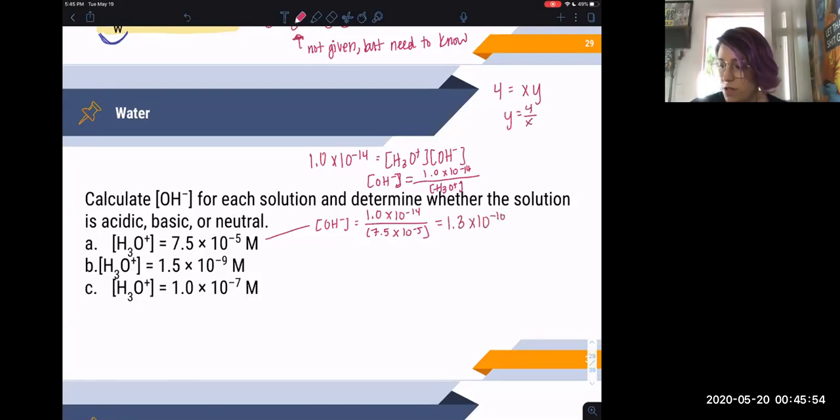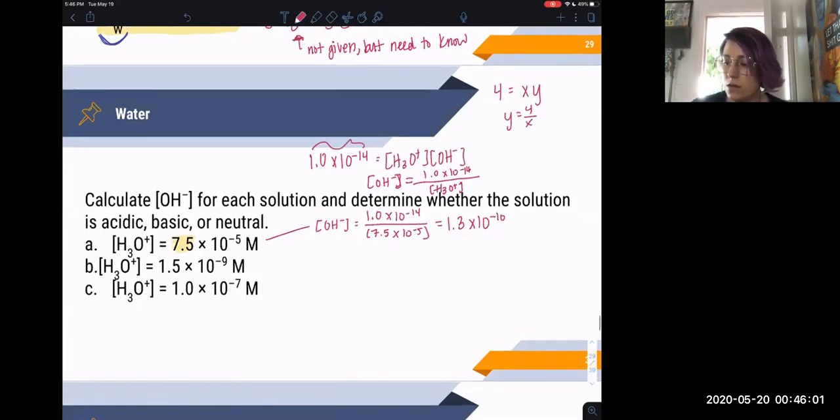And check your sig figs. You're always going to use your sig figs from this number. The 1.0 is infinite sig figs, so don't use sig figs for that. And it's concentration, so it has a unit. If you're not getting this, you're putting this in your calculator wrong.